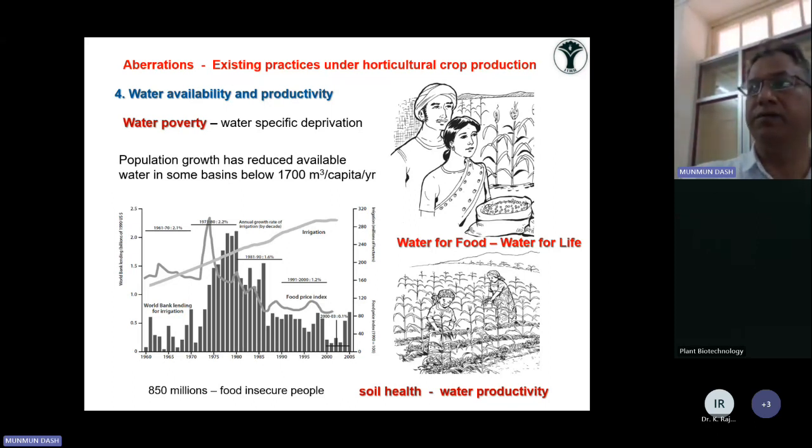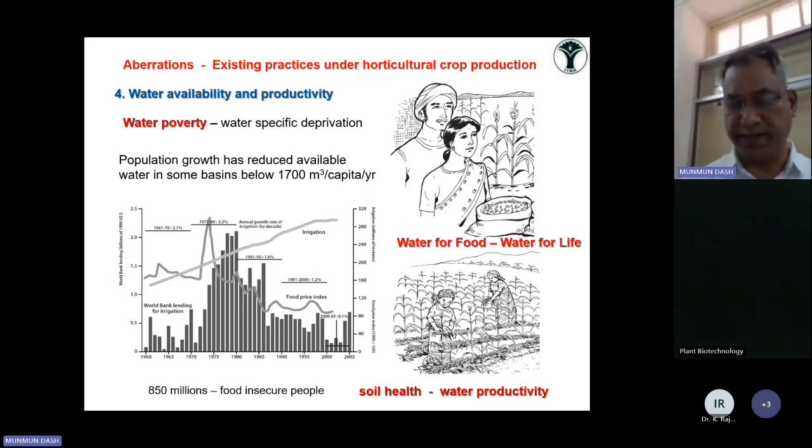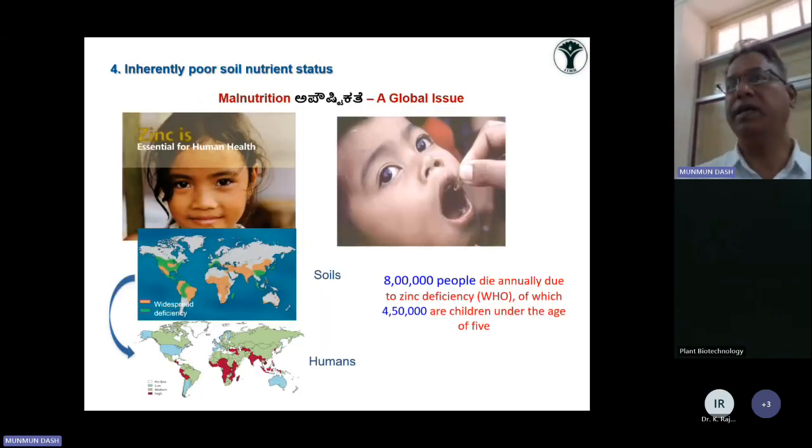This is important, and at the same time, what is happening? The food price index has also been coming down over five decades. This is all because of our population growth. The resources are limiting. The requirement is high, and unless we concentrate on both the soil component and the water component, we probably will not achieve soil health. What is sustainability? This is the most important aspect. And another important point is what we are lacking.